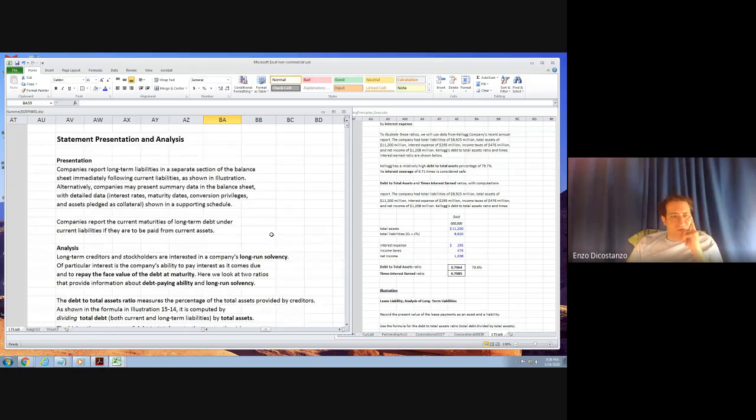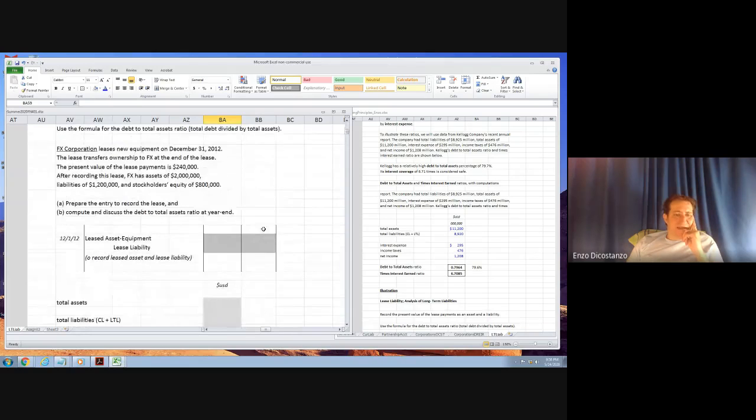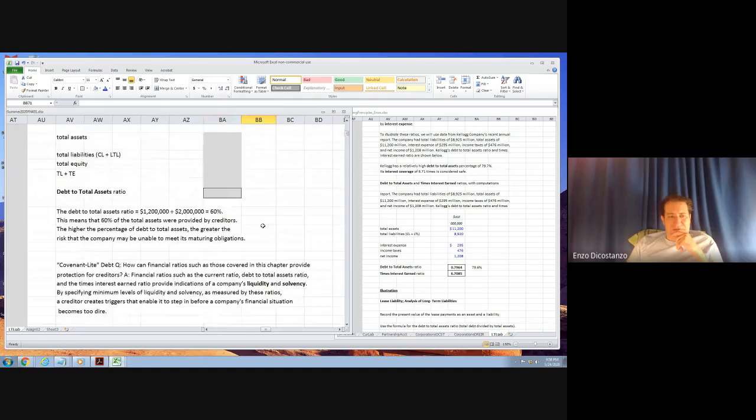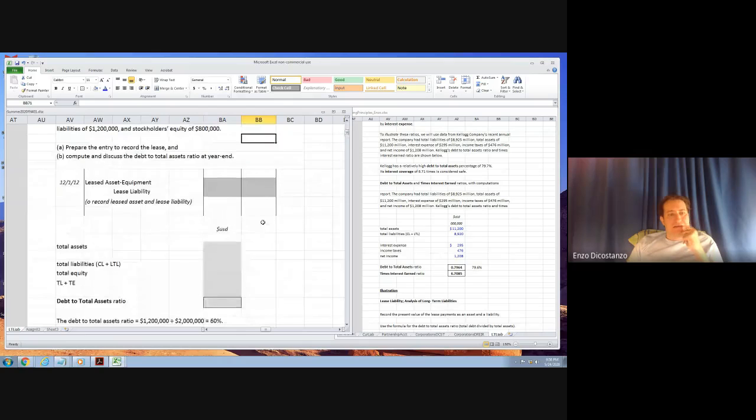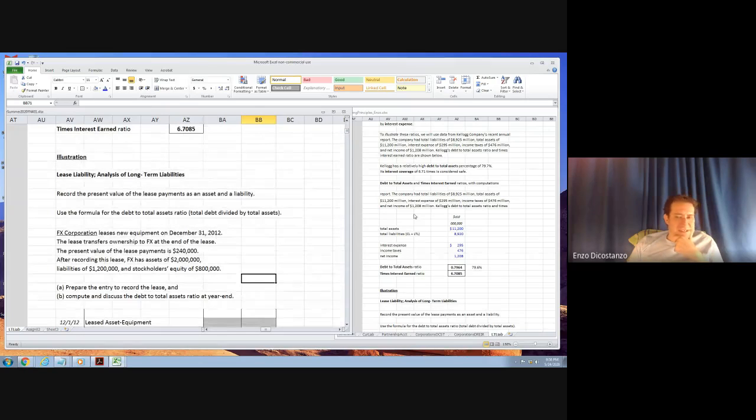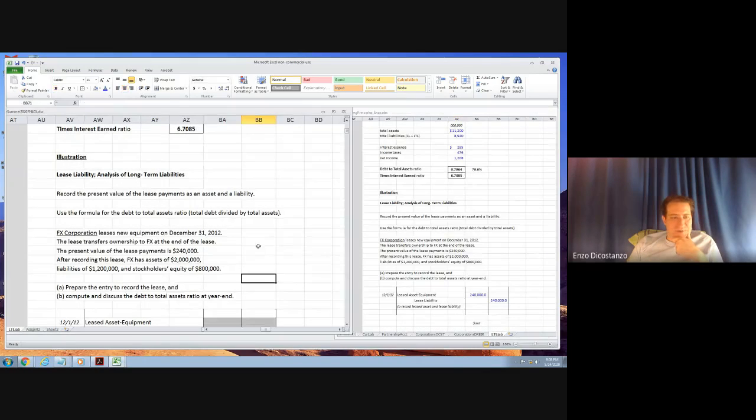So we showed you that one. I could wait on this one, but let's just finish this column out here. This is the capital lease again. This is another capital lease problem. And this is what you care about: the present value of the lease payments. So you prepare and actually record the leases, which transfer ownership to FX at the end of the lease period.